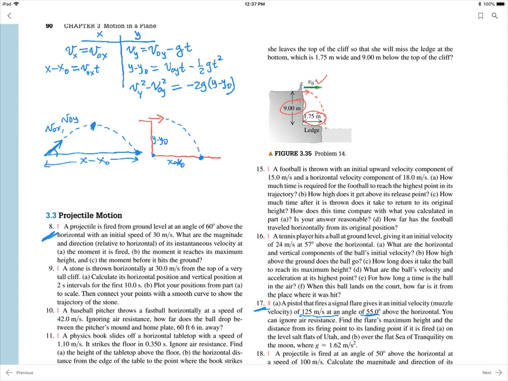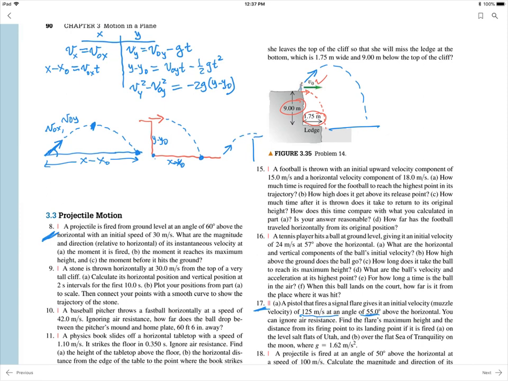The other type, the third type, is you fire something from the ground and then you end up at a higher point, or you fire something from a certain height like this, and then you look at how far it lands. Okay, so that's the third type. So let's focus on the first and second for now. The first problem, problem 8, is actually pretty simple.